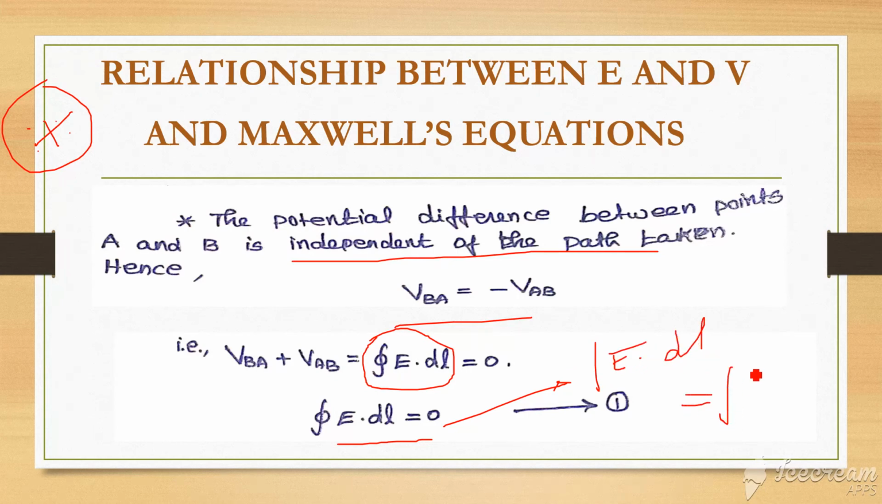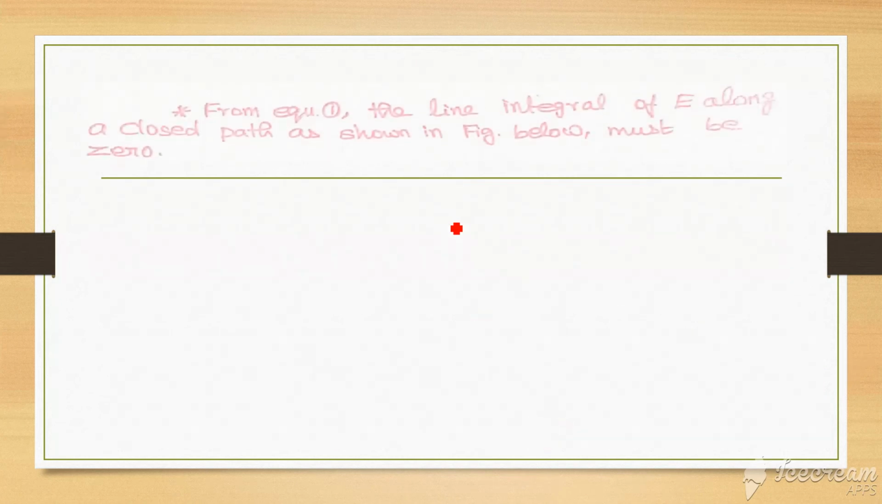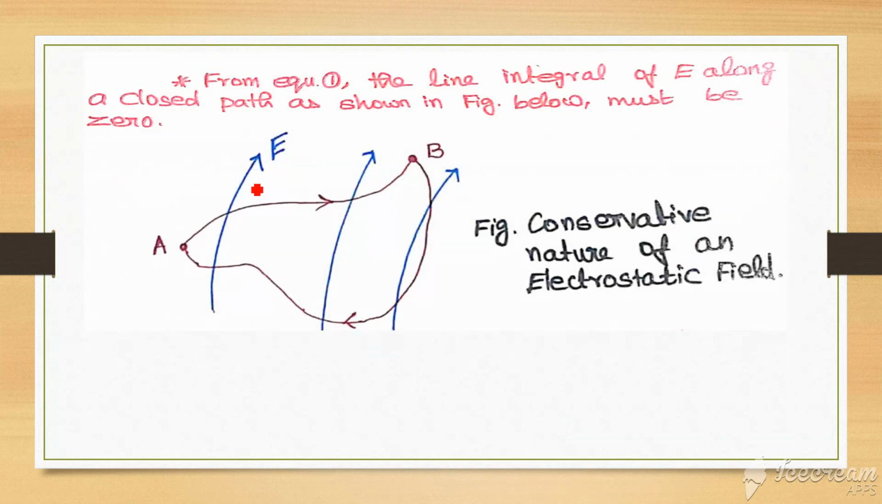We got the double integral of del cross E dot dS. So this is the Stokes theorem. By applying Stokes theorem for equation number 1, the line integral of E along the closed path as shown in the figure must be 0. Line integral of E, that is, closed integral of E dot dl is equal to 0.